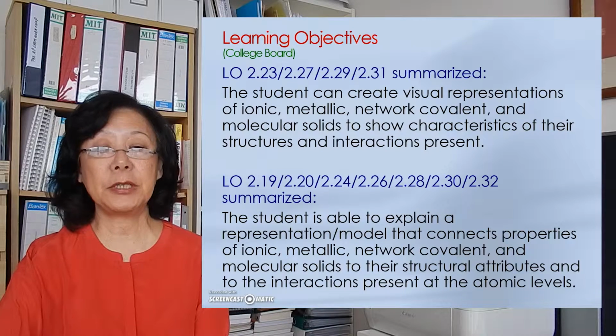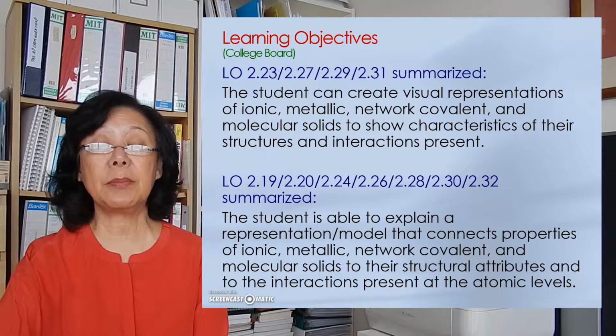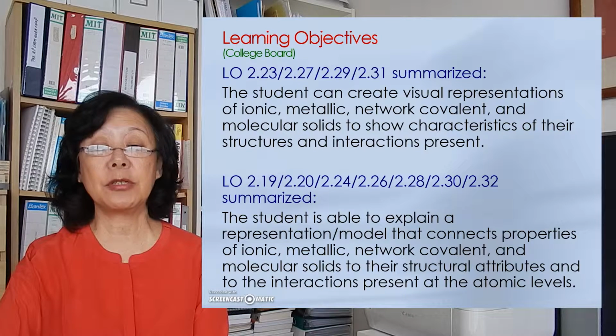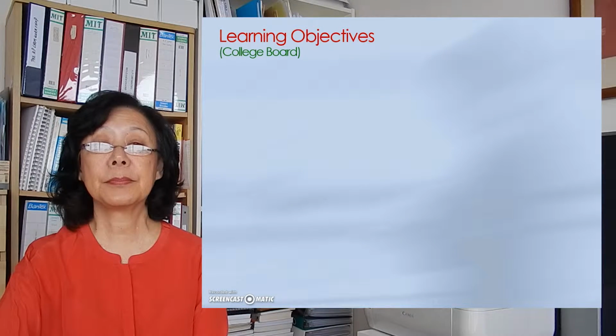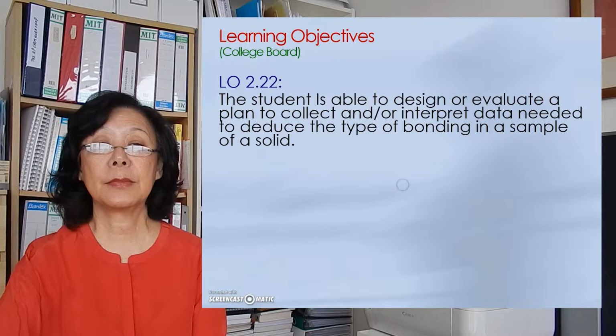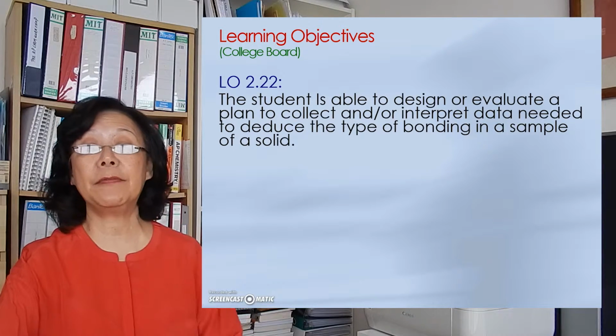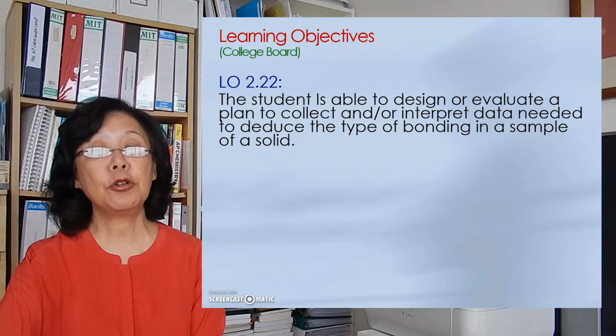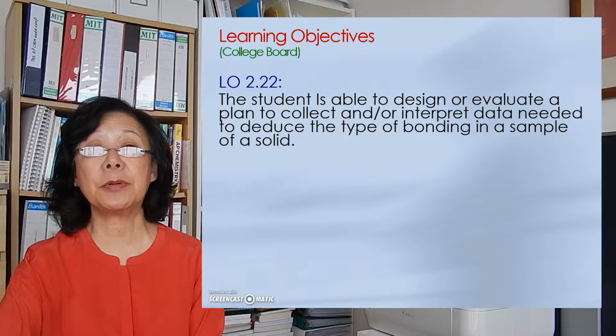That the student is able to explain a representation model that connects properties of ionic, metallic, network covalent, and molecular solids to their structural attributes and to the interactions present at the atomic levels. That the student is able to design or evaluate a plan to collect and/or interpret data needed to deduce the type of bonding in a sample of solid.